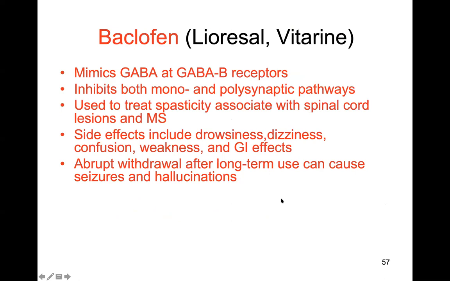Baclofen. Most of the time it's just called baclofen, but we have Vitarine and Lioresal. This one is similar to GABA. It actually mimics GABA and acts on the GABA B receptor. So it's going to affect different pain pathways, both mono- and polysynaptic pathways. And this one we see used a lot when you have spasticity associated with a lesion or some sort of damage to the spinal cord. We see this one used a lot for multiple sclerosis.